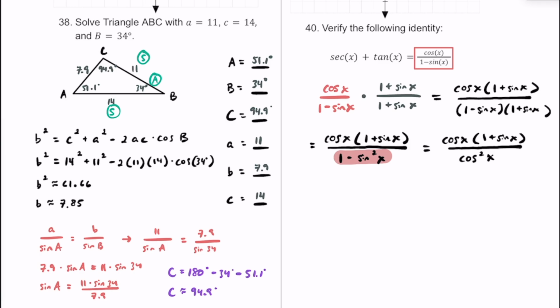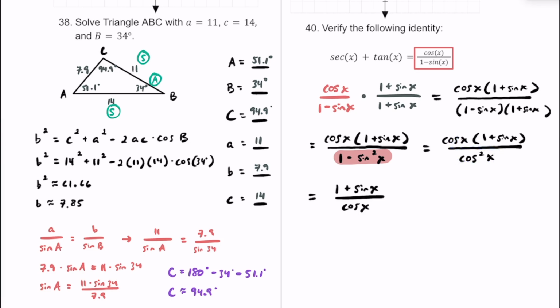Next, we can see here that we have a common factor of cosine of x on the top and bottom. So we can cancel out this cosine x with one of the cosine x's that's being multiplied on the bottom. If we do that, we're just going to be left with 1 plus sine of x over cosine of x, because just keep in mind this cosine squared of x is really cosine of x times cosine of x. So I just canceled out one of each of those.